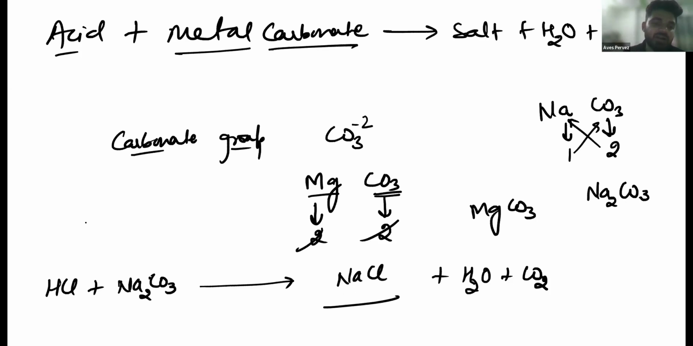Now you might write Na2Cl, okay, because here there are two. Don't write it this way. You have to write the proper formula, that is NaCl. Okay. The formula for NaCl. Okay. Understood? Got it? Sir.